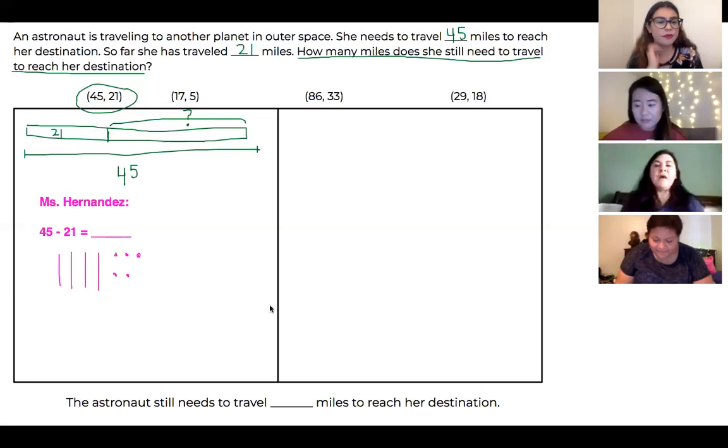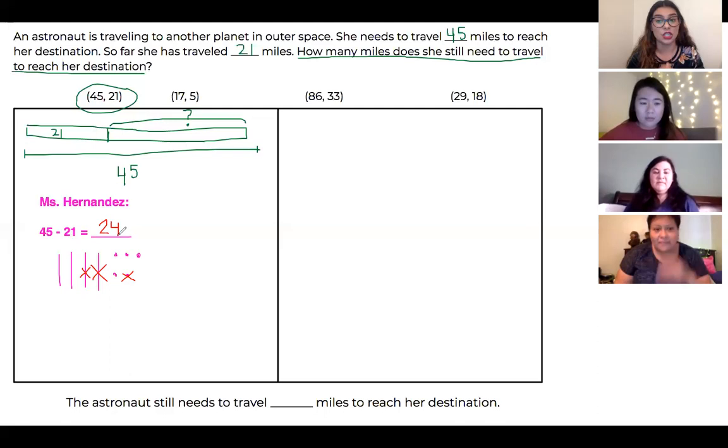Because it's asking how many more miles does she need to travel to reach her destination. And we know that she already traveled 21. So we need to find out how many more to get to 45. So then she took away that 21, which we know has 2 tens and 1 one. So took away the 1 and then took away 2 tens. And it gave us 10, 20, 21, 22, 23, 24. So we have a total of 24 more miles she needs to travel.